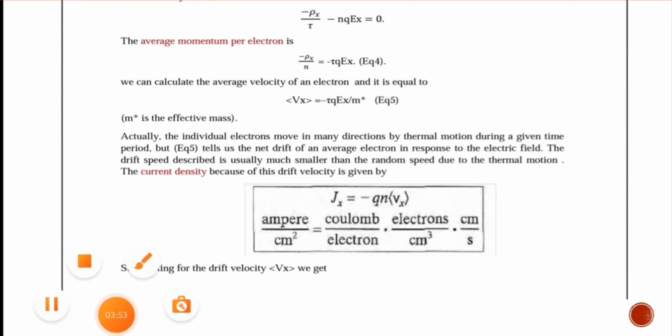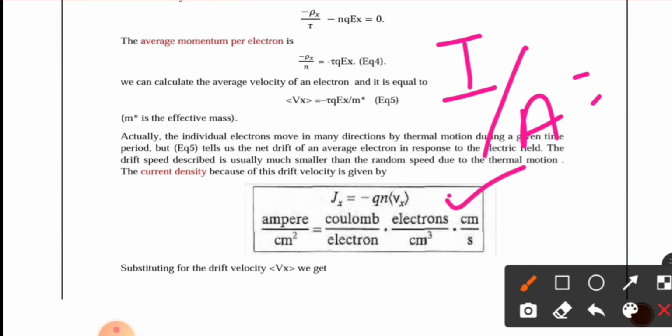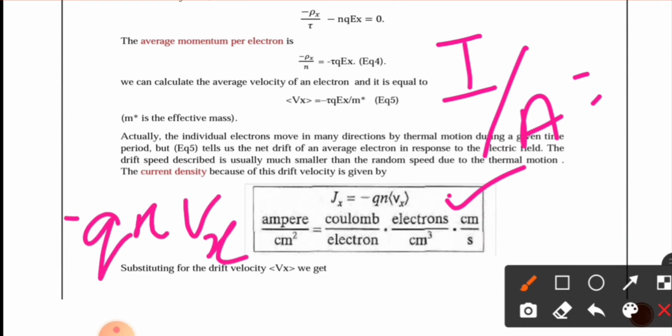Okay, so we know current is I, and I by A is nothing but current density. Current per unit area is known as current density. So current density Jx, where x stands for the electric field being applied in the x direction, is equal to minus qn into velocity. This equation you might have studied in your earlier classes. Current density is equal to minus qn Vx. Since we are speaking about an electron, we use this minus symbol for the negative charge.